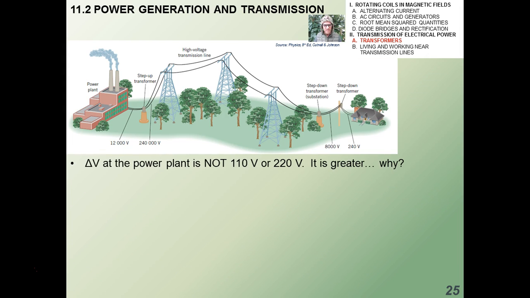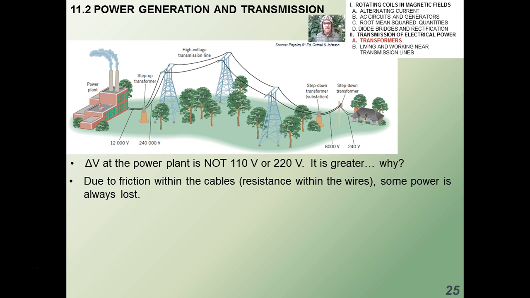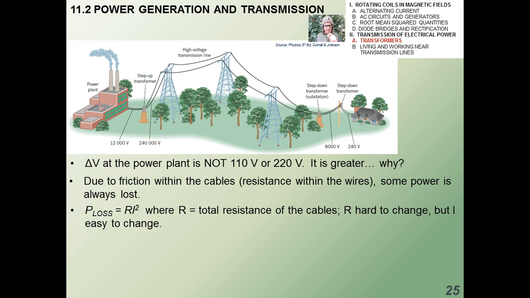Okay. All right. Now, the potential difference at the power plant is greater than 110 or 220. Okay, it's greater. Why? Well, because of friction within the cables, and I'm talking electrical resistance, right? Friction within the cables. Some power is always lost.